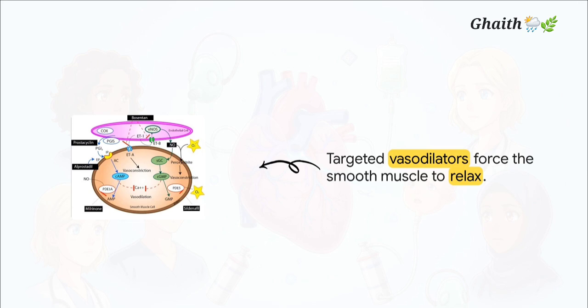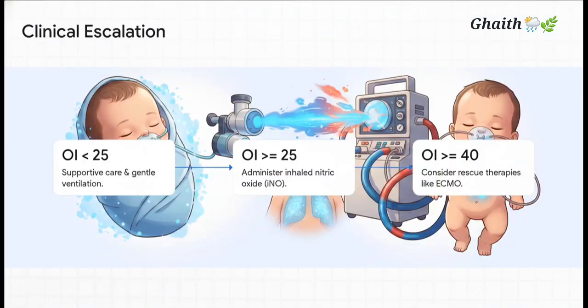Inhaled nitric oxide supplies NO straight to the smooth muscle to drive cGMP production. Sildenafil inhibits PDE5 to prevent the breakdown of that cGMP. And on the flip side of the pathway, milrinone inhibits PDE3A to prevent the breakdown of cAMP. It's a beautifully mechanistic, highly targeted approach to forcing that smooth muscle to relax. But the real question is, when exactly do we deploy these tools?